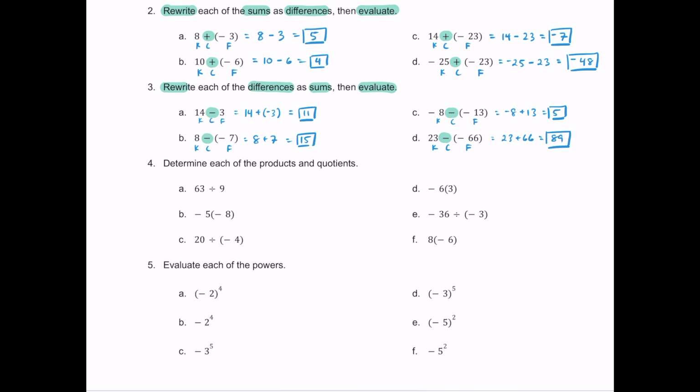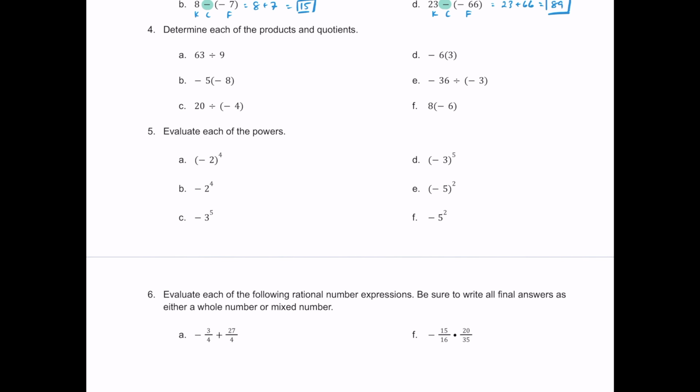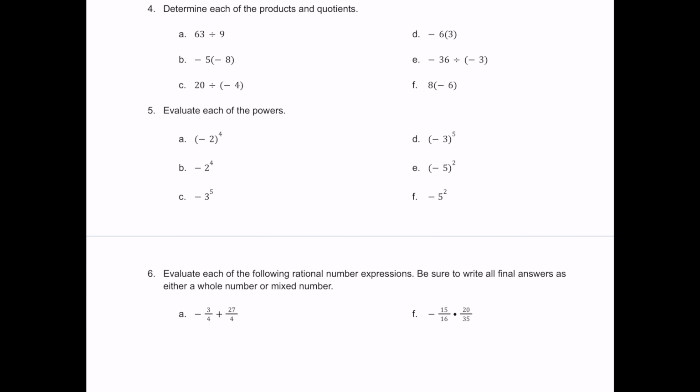All right, so again, for number 2 and 3, it's just practicing rewriting expressions using whichever one is easier for you, but it's important to feel comfortable going back and forth and solving either way. All right, moving on down to number 4, the directions here are to determine each of the following products and quotients. So products means multiplication, and quotients means division.